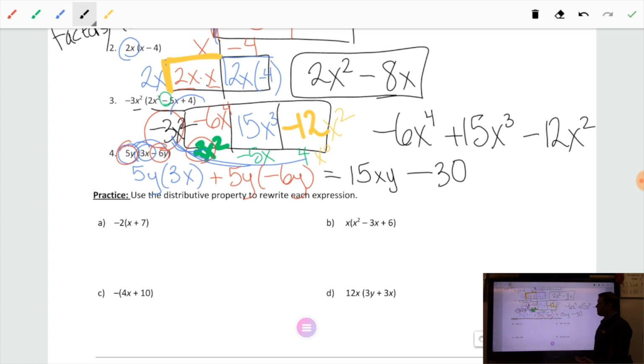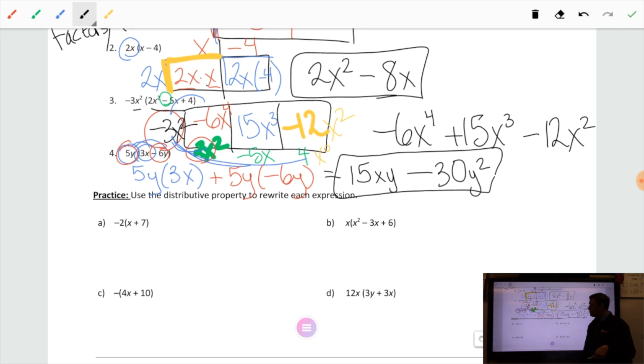And then here I have to think about the variables. I have 1y over here, I have 1y over on the 6, and when my final answer happens, I have y squared. So the answer for number 4 is 15xy minus 30y squared. I'm going to box it so you can at least see it pop out on the screen.